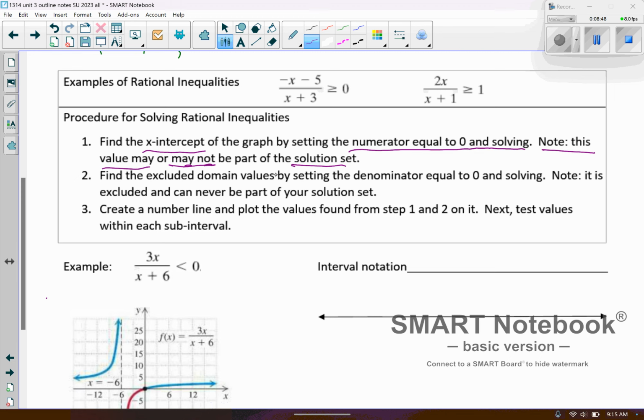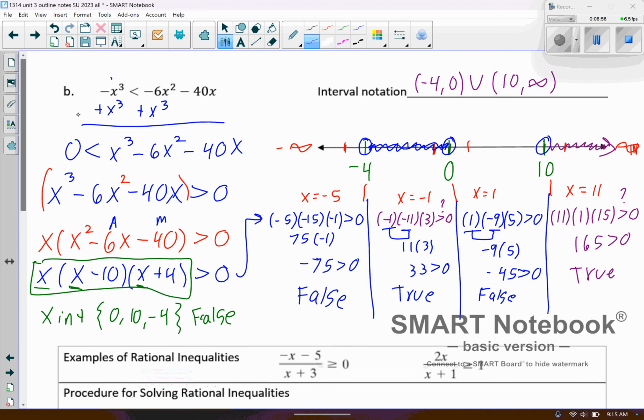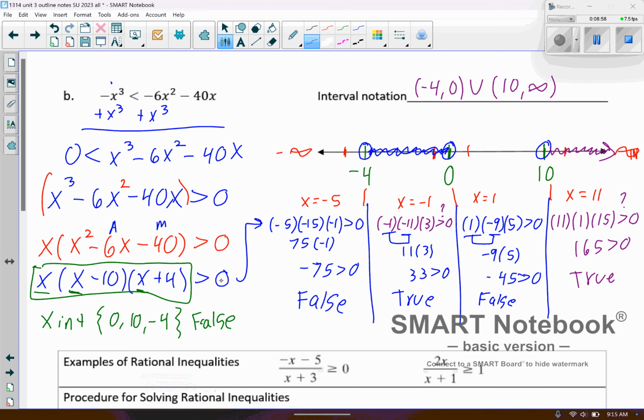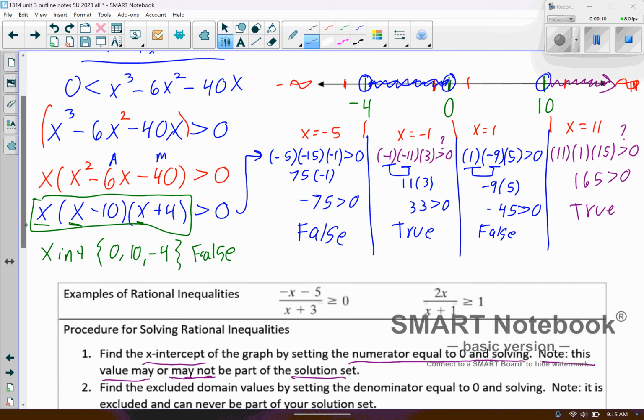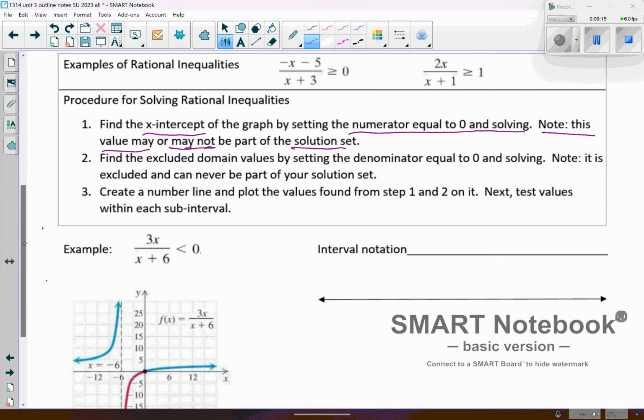Just like we saw previously with the polynomials, if it doesn't have the equals to part, then the x-intercepts are not included because 0 is not greater than 0. But if you throw in the equals to underneath it, all of a sudden they are included, right? Now I'm going to go ahead and erase that. So that's the deal with x-intercepts: sometimes they're included, sometimes they're not.